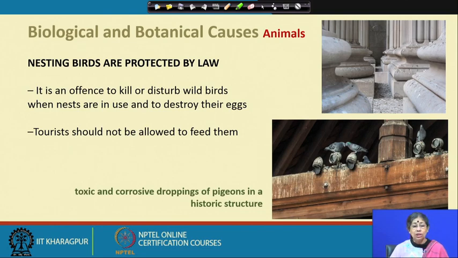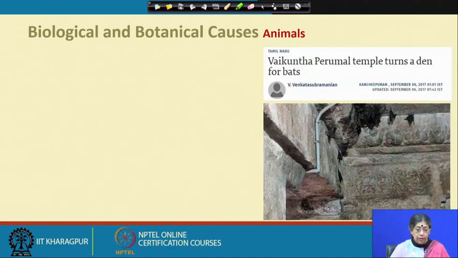So, this is one of the things which, through proper management, can be clearly taken care of. And so, preventing the nesting of the birds, depending on their breeding season, one can be careful, so that this does not accumulate to such an extent that it cannot be prevented.